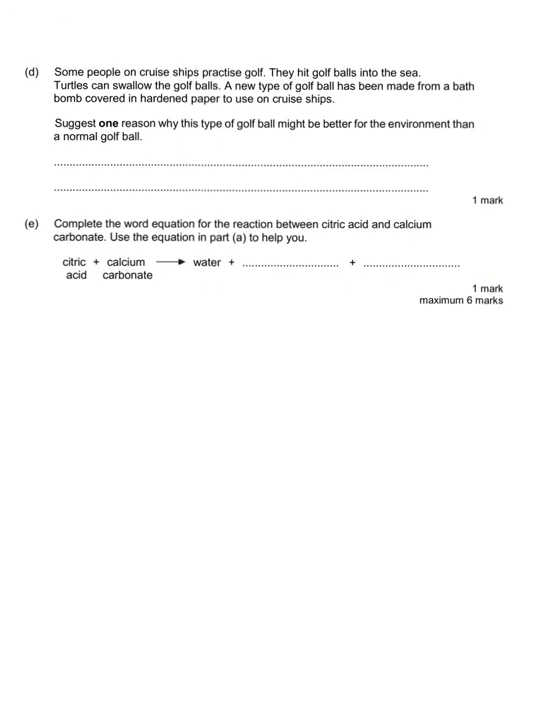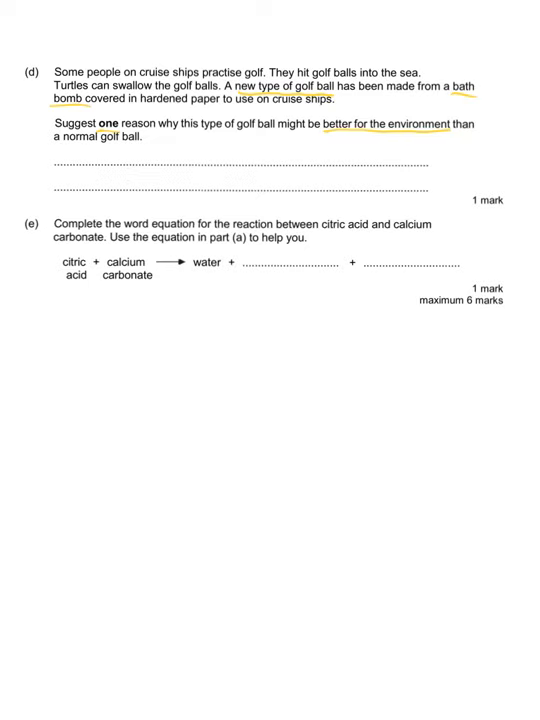Okay, this is the final part of the final question. Some people on cruise ships practice golf. They hit golf balls into the sea. Turtles can swallow the golf balls. A new type of golf ball has been made from a bath bomb covered in hardened paper to use on cruise ships. Suggest one reason why this type of golf ball might be better for the environment than a normal golf ball. Well, think back to the experiment that we've just been doing.